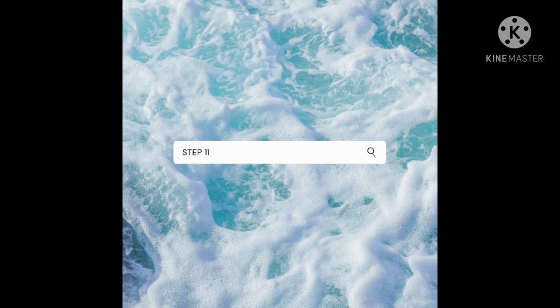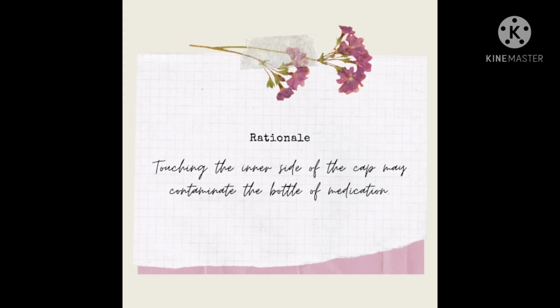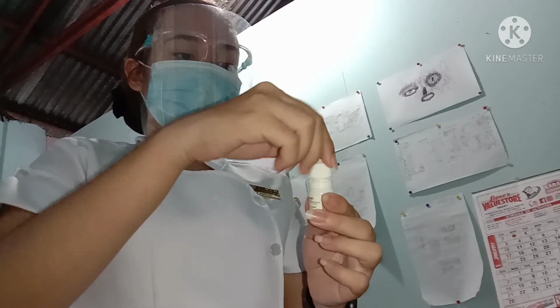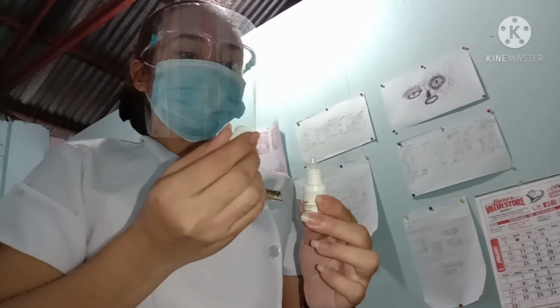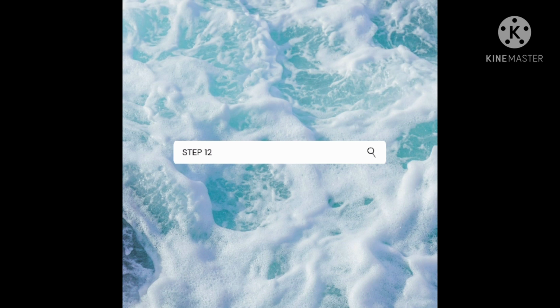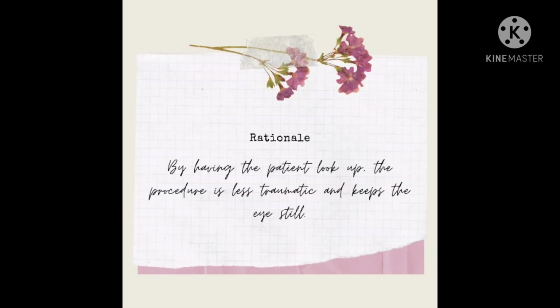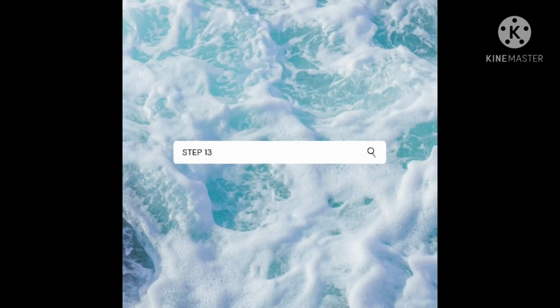Step 11. Remove cap from medication bottle, being careful to not touch the inner side of the cap. Touching the inner side of the cap may contaminate the bottle of medication. Step 12. Invert the monodrip that is commonly used to instill eye drops. Have patient look up and focus on something on the ceiling. By having the patient look up, the procedure is less dramatic and keeps the eye still.